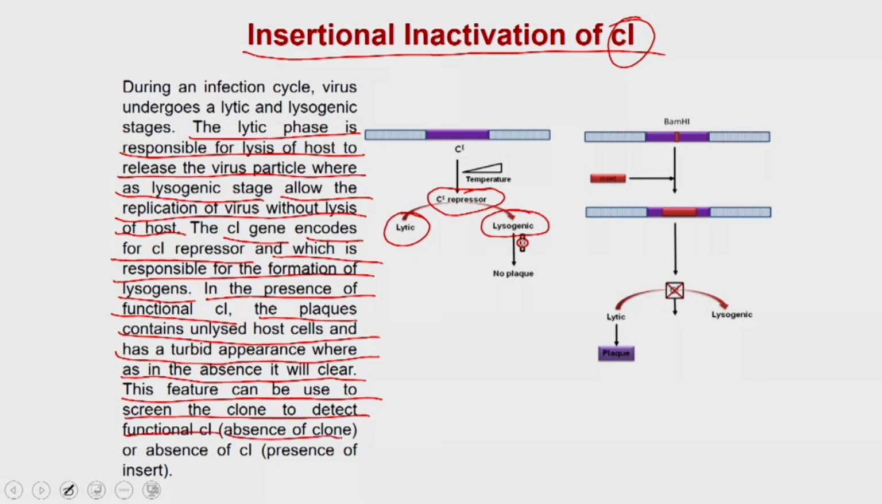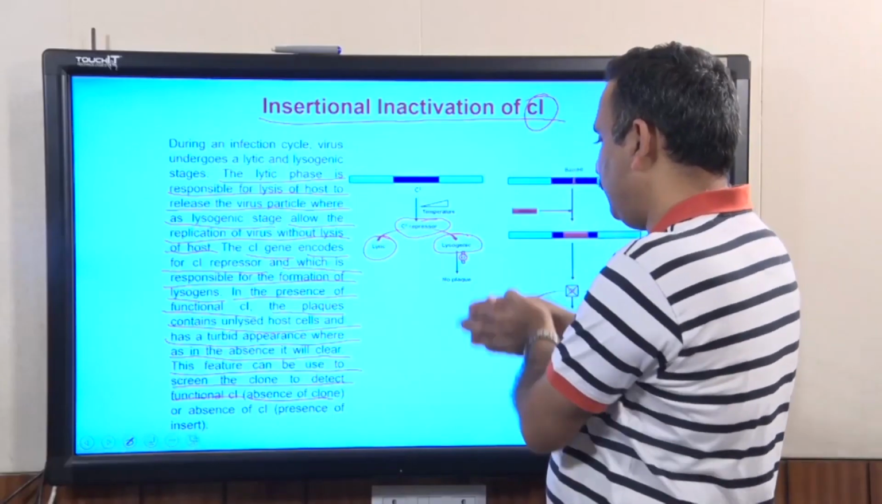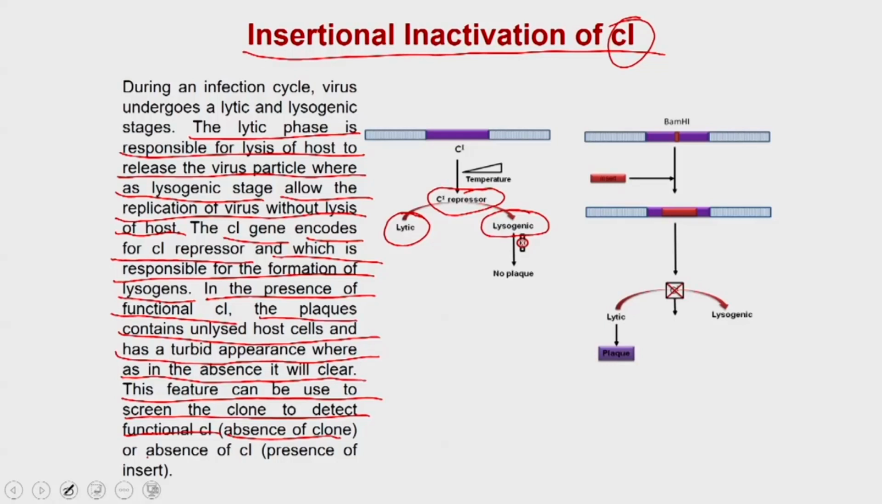This feature can be used to screen the clone to detect functional CI, which means absence of clones. So, if you have the functional CI, it means your clone has not been inserted, but if the CI is insertionally inactivated, then the CI is not going to perform the function, and that is how you are going to confirm the presence of the insert.